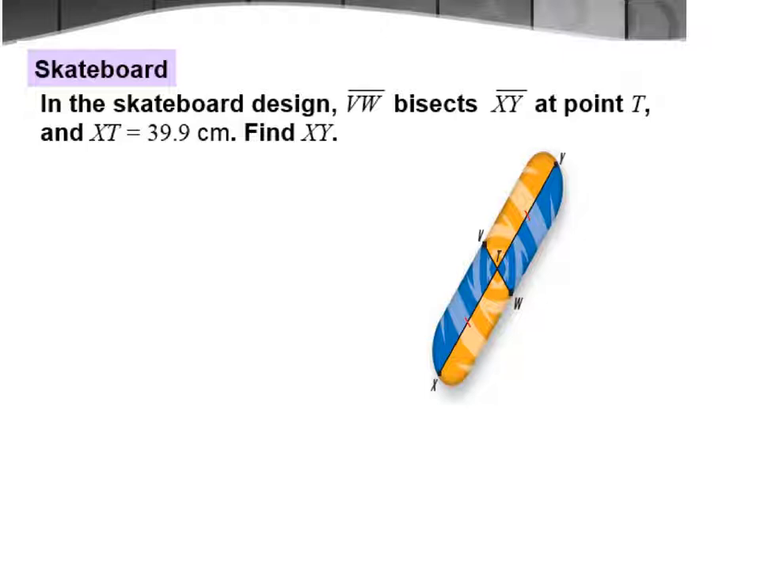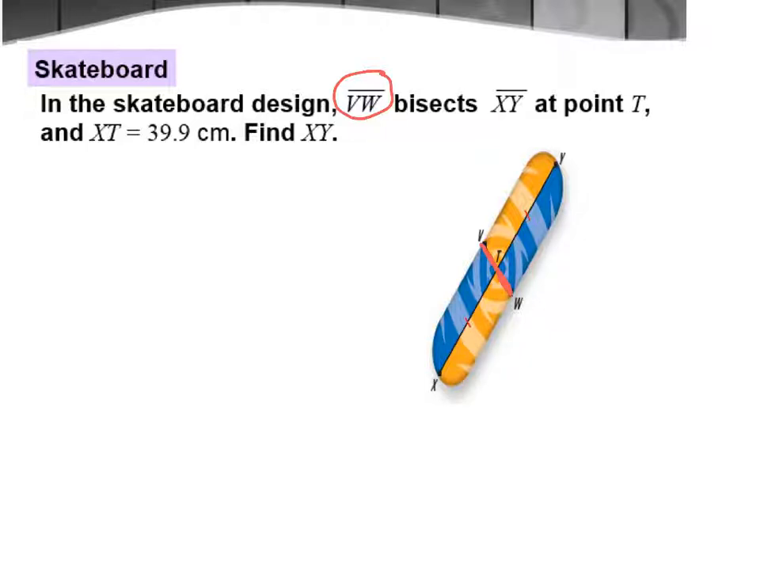So what we're looking at there is called a deck. For those of you that don't skate, this is the wood part of the skateboard. You just can't see the wheels of it. It happens to be a very unusual pattern, but that's okay. I'm not judging. It says in the skateboard design, VW. I'm going to circle this in red so you know exactly what I'm talking about. So here's VW. That's this line right here from V to W.